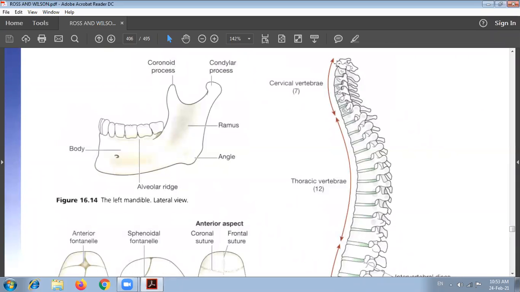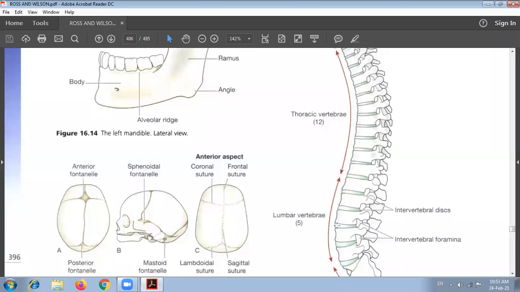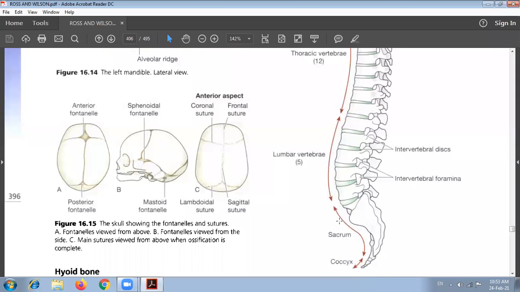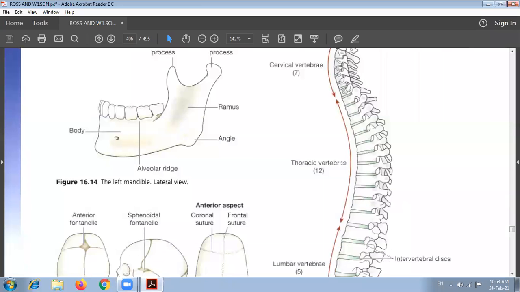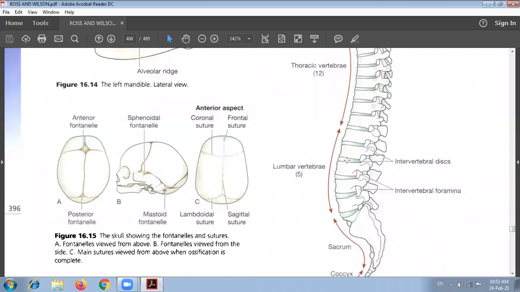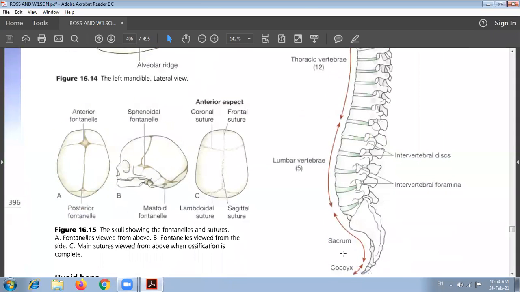The regions of this vertebral column are the cervical vertebrae, then the thoracic vertebrae, then the lumbar vertebrae. Here you can see the lumbar region. This is the sacrum, and this is the coccyx. So in the vertebral column there are five regions: the cervical region, thoracic region, lumbar region, sacral region, and coccyx region. The last two, sacrum and coccyx, get fused.